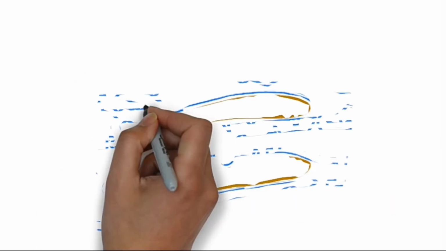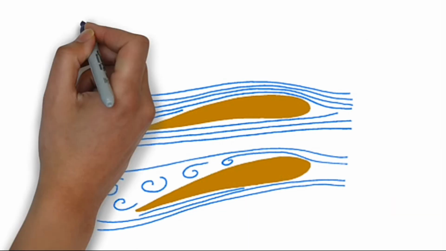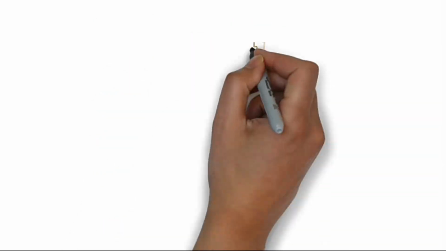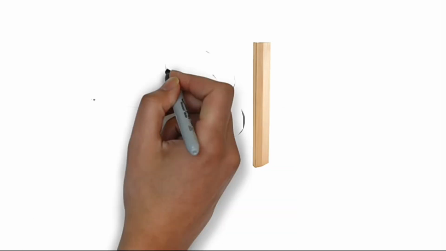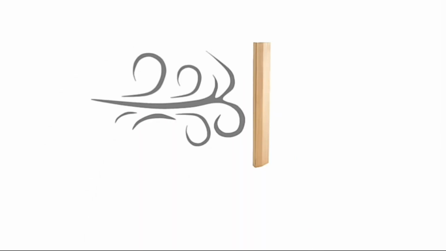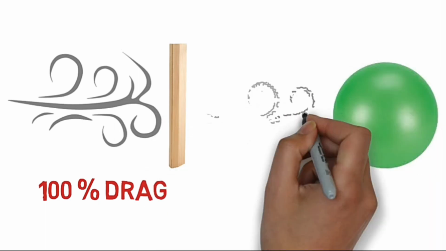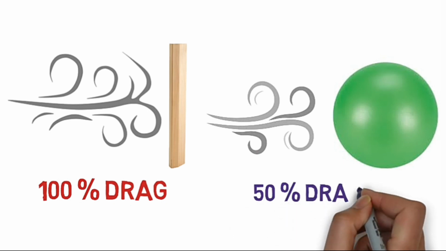Today we are going to learn about the aerofoil, or you can say airfoil. So let's get started. Do you know when there is a flat surface or a wooden plank placed perpendicular to the airflow, it will produce 100% drag? And a circular object spinning in a clockwise or anti-clockwise direction will produce 50% drag.